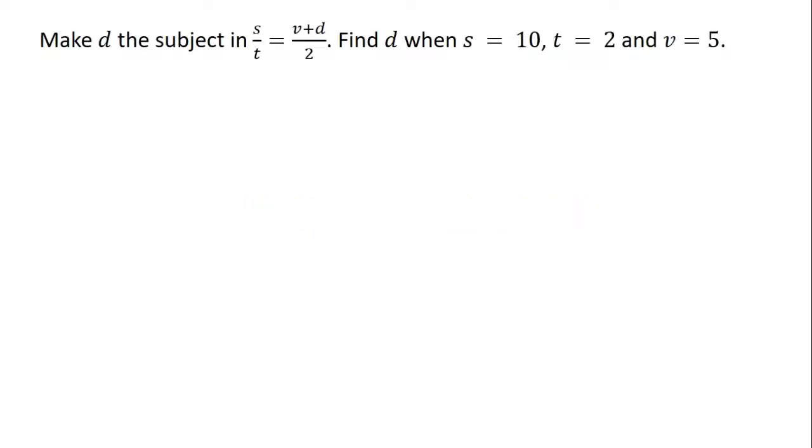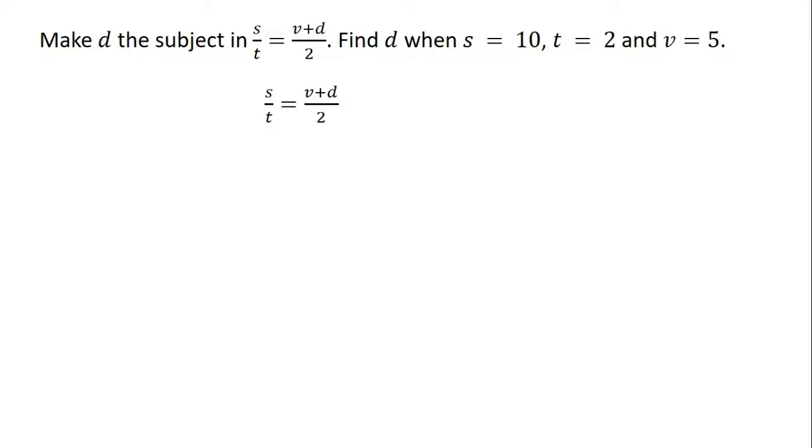So let's look at our question for this video. We have: make d the subject in s over t is equal to v plus d over 2. Find d when s is equal to 10, t is equal to 2, and v is equal to 5. So the equation is s divided by t is equal to v plus d divided by 2.